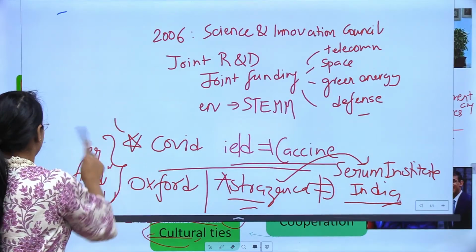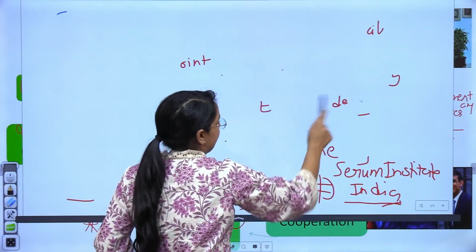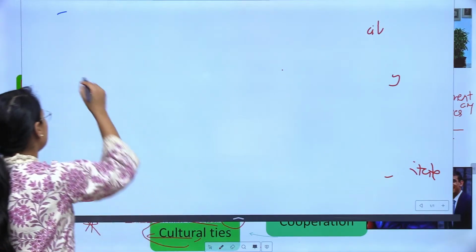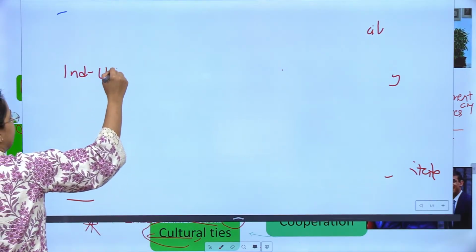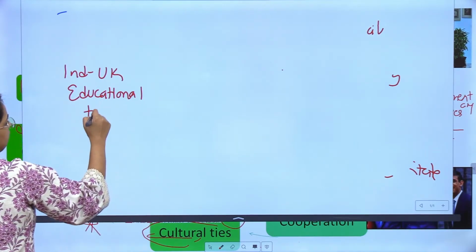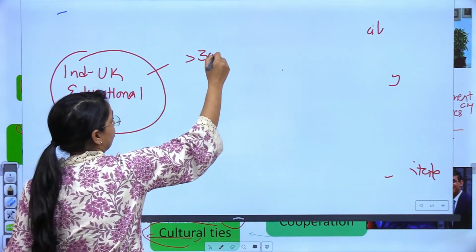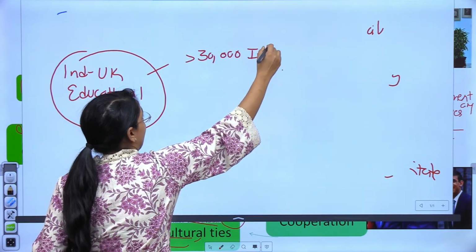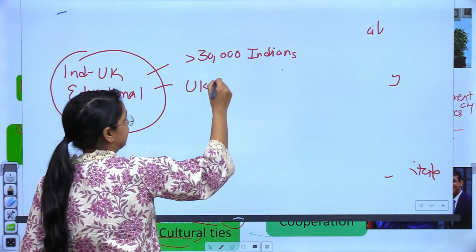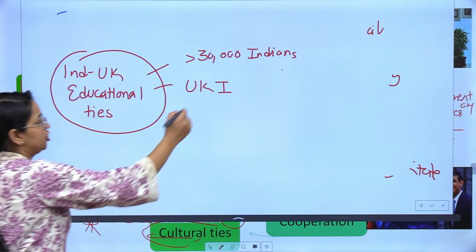Let me just write it here for you to better understand. India UK educational ties. Education बहुत important area है क्योंकि इंडिया के बहुत सारे यूथ जो है यूके की तरफ जा रहे हैं फॉर क्वालिटी एजुकेशन. सो मोर देन 30,000 इंडियंस आर स्टडिंग करंटली इन यूके, राइट. बोथ हैव एस्टैब्लिश्ड इंडिया यूके एजुकेशन एंड रिसर्च इनिशिएटिव.